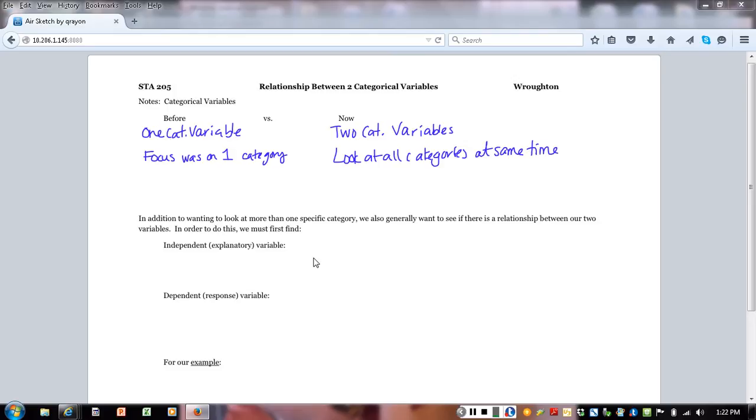And so in addition to getting to look at more than just one category, we're going to eventually want to find out if there's a relationship between our two variables. So in order to do this, we have to figure out which variable is which. We have what's called an independent or an explanatory variable, and we have what's called a dependent, or generally called a response variable. And I generally like to start with the response variable because that's what you generally know first. So this is the outcome of interest. What are you really the most interested in? And then our independent, or the explanatory variable up here, is thought to partially explain the response variable.